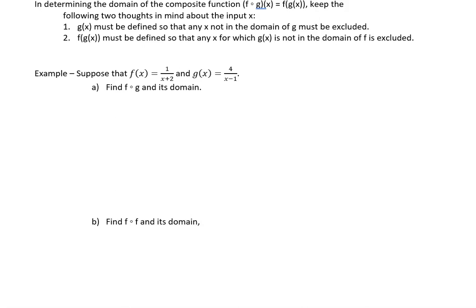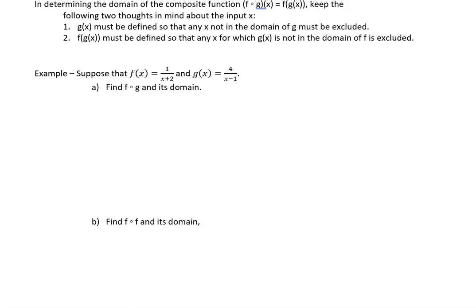In our previous example, both of the original functions had a domain of all real numbers, so we really didn't have to worry about any of this. But let's look at an example where that's not the case, and let's see what we're talking about when we discuss the two different pieces that we have to look for.